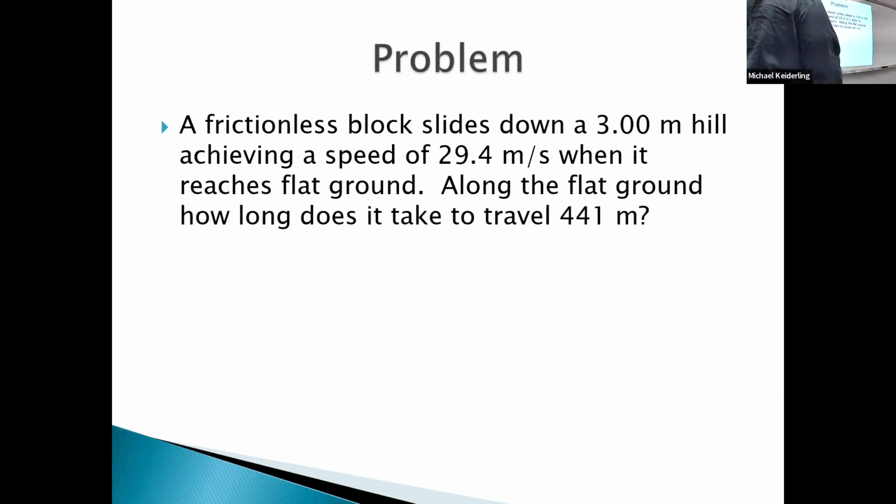Here's a little more straightforward of a question. The first law questions are always a little awkward. So here, a frictionless block slides down a 3-meter hill, achieving a speed of 29.4 meters per second when it reaches flat ground. Along the flat ground, how long does it take to travel a distance of 441 meters?